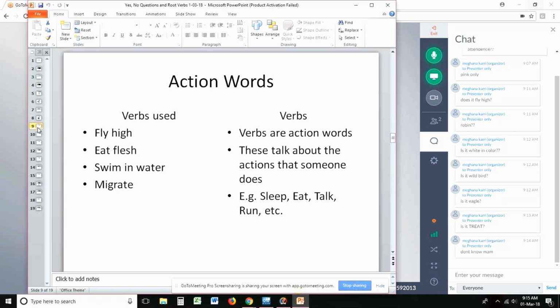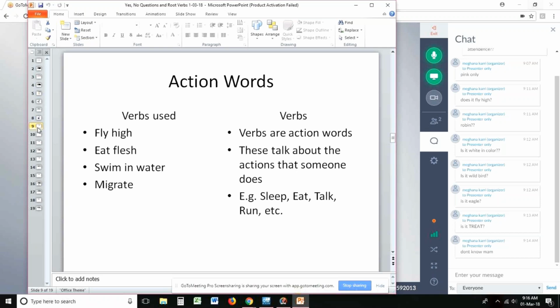Now, what are these verbs? These verbs are nothing but action words. Verb is the technical term, but what it actually means is action. Each and every action that you do. For example, right now I'm talking to you, or you are typing, or you are listening to me. Any particular action is called a verb.